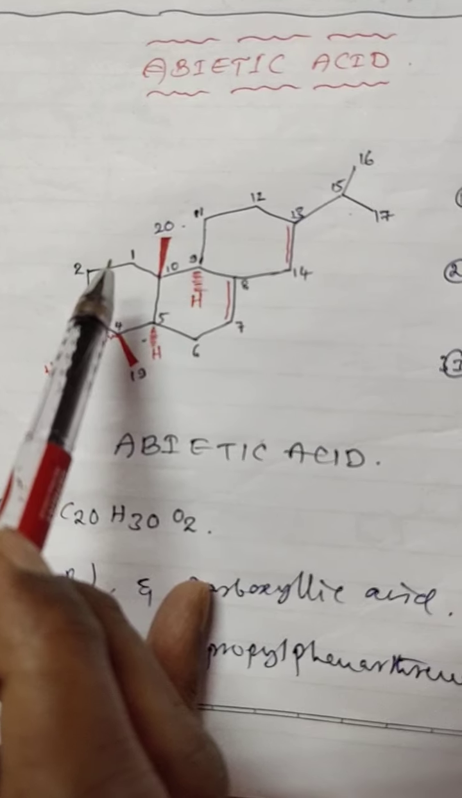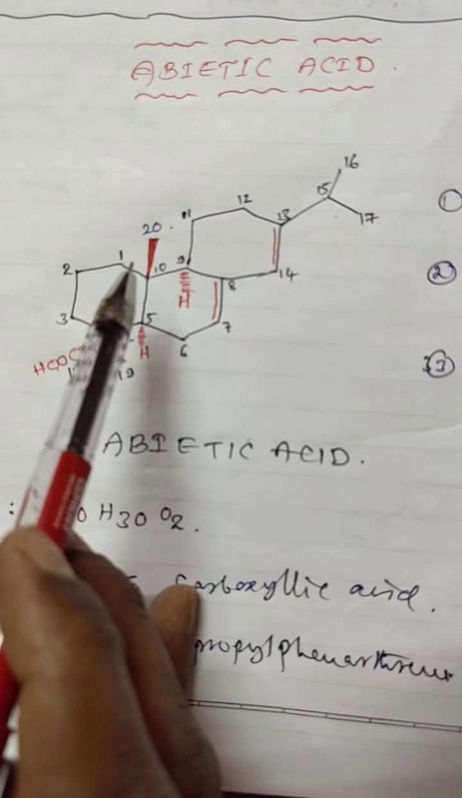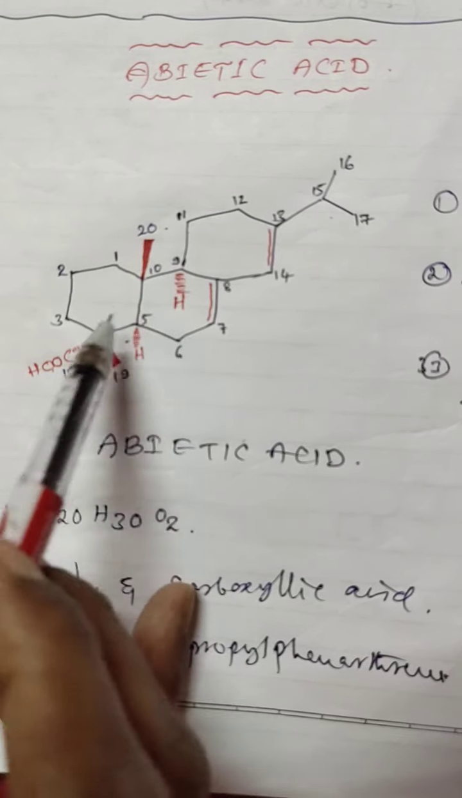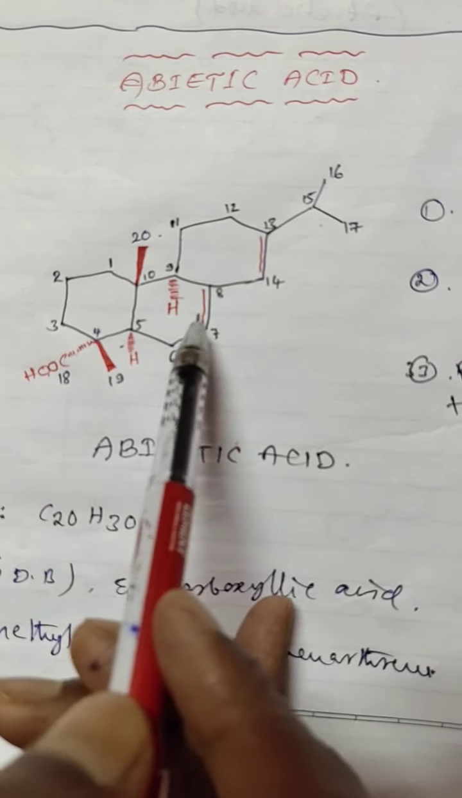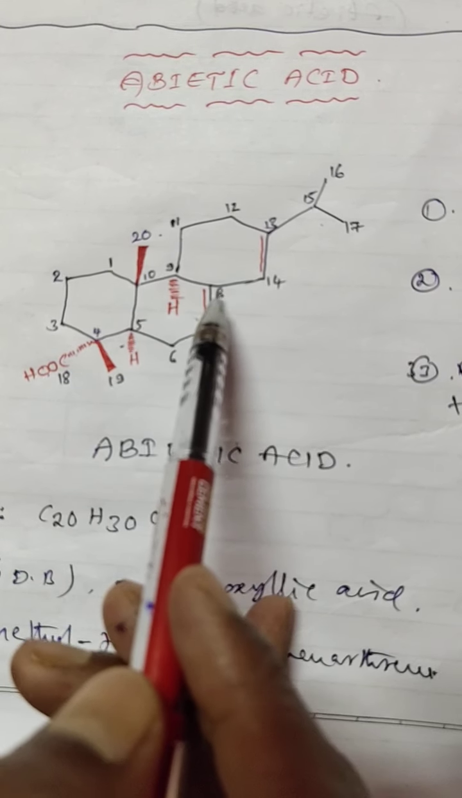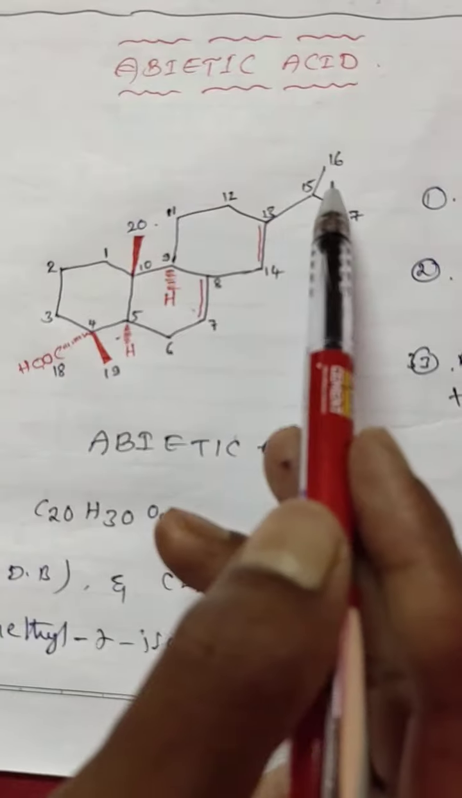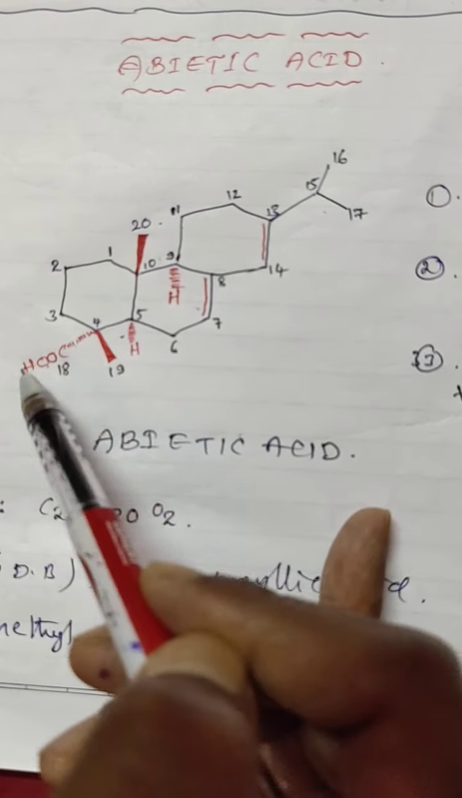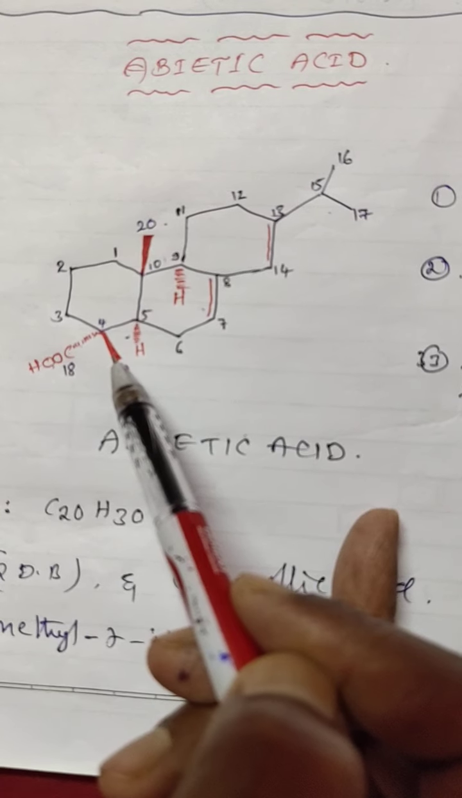So on the basis of the above points, abietic acid assumes the following structure. This is the abietic acid structure. It has two double bonds, between 7 and 8 and between 13 and 14, and it has one isopropyl group, two methyl groups, and one carboxyl group. This is the angular methyl group.